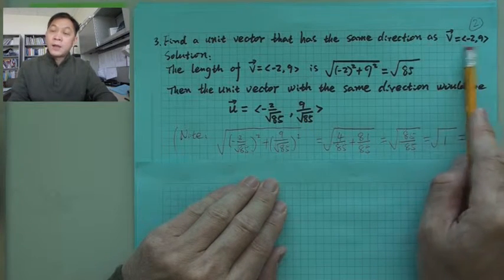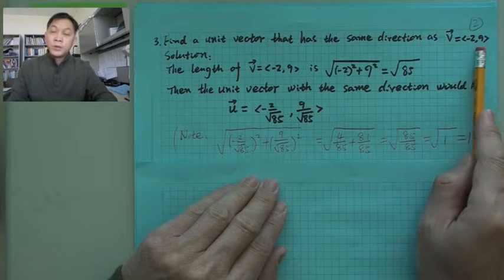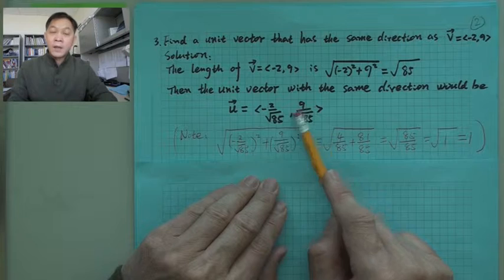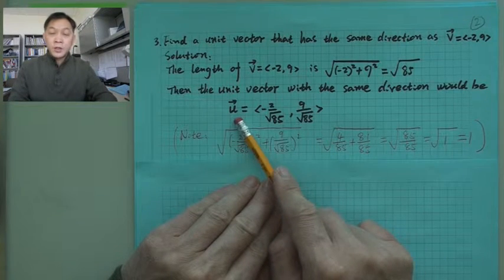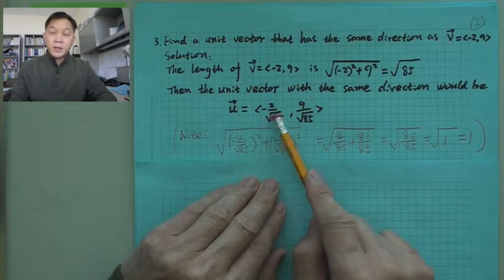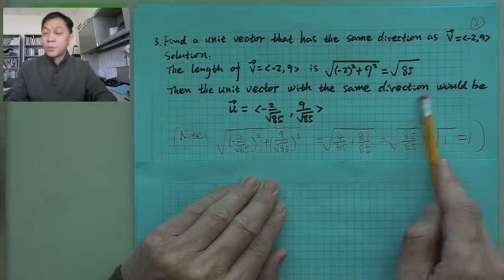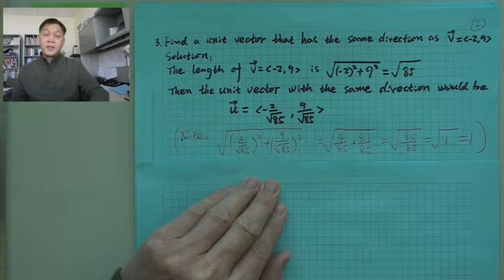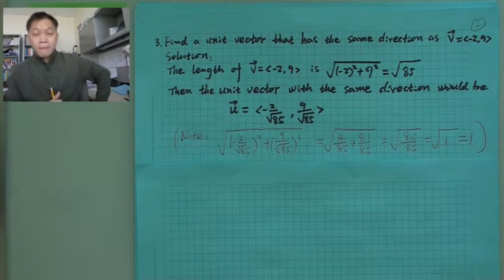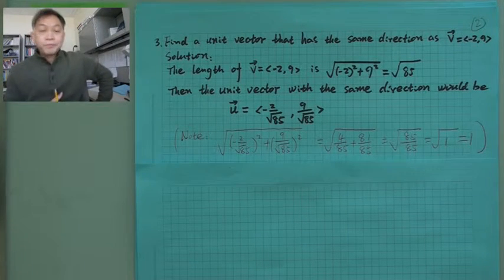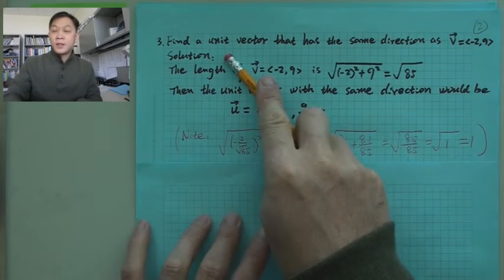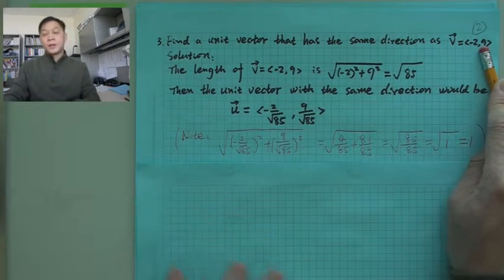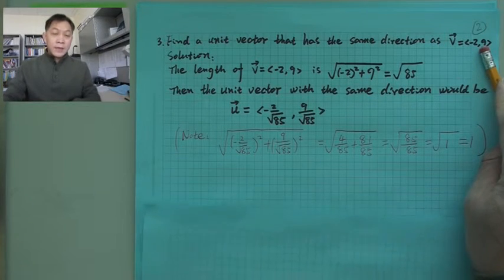As long as you find the length of the vector and use the length as the denominator for x and y, then that vector will be the unit vector with the same direction as the given vector v. This is a very good technique for finding the unit vector with the same direction as the previous one.